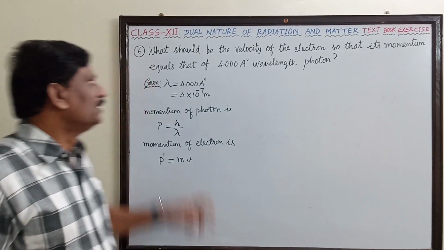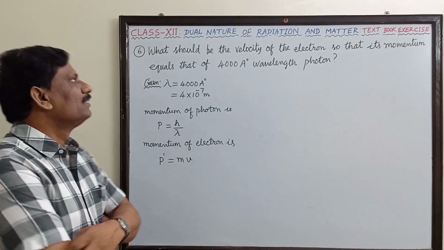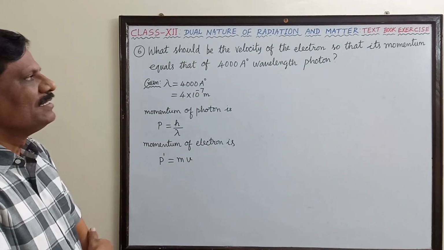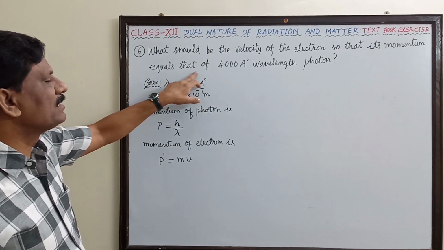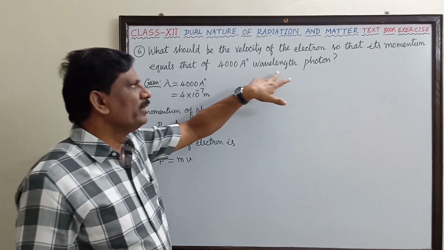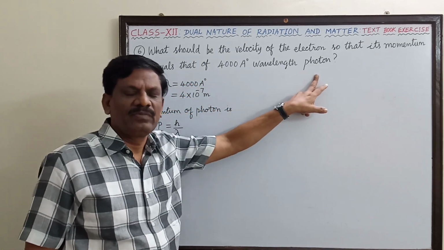Hi students, problem number 6. What should be the velocity of the electron so that its momentum equals that of a 4000 angstrom unit wavelength photon?